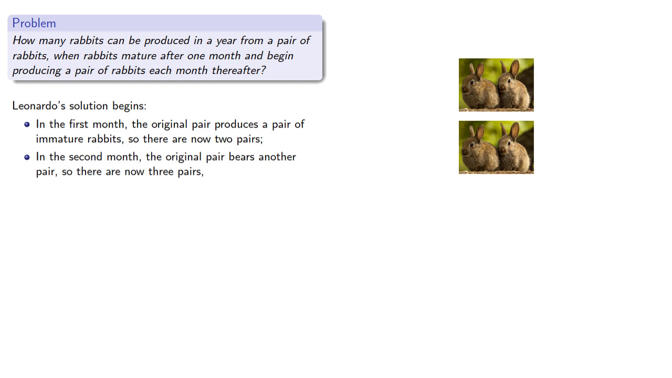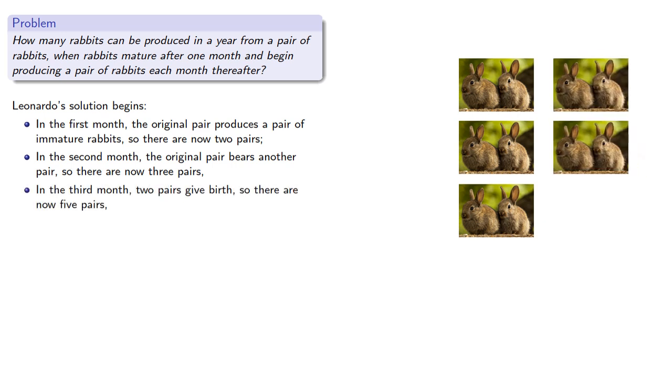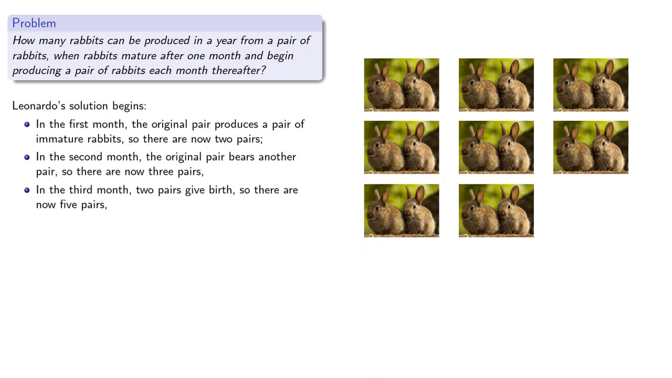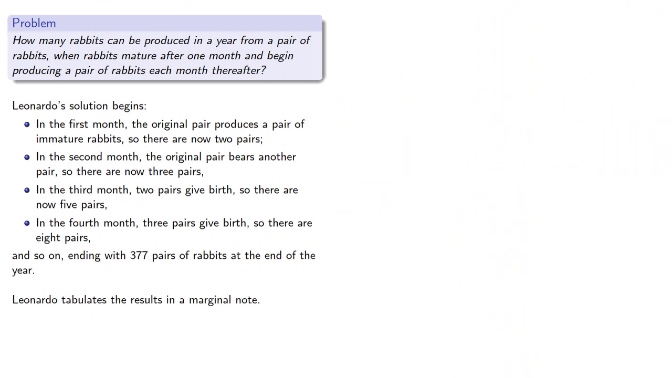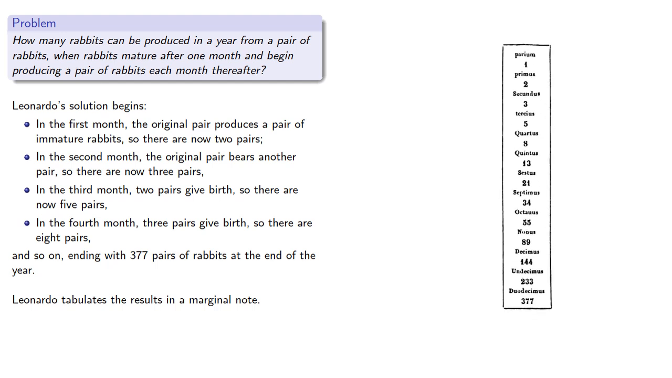In the second month, the original pair bears another pair, so there are now three pairs. In the third month, two pairs give birth, so there are now five pairs. In the fourth month, three pairs give birth, so there are eight pairs, and so on, ending with 377 pairs at the end of the year. Leonardo tabulates the results in a marginal note, and in a last paragraph, he observes that the terms can be formed by adding two consecutive terms.